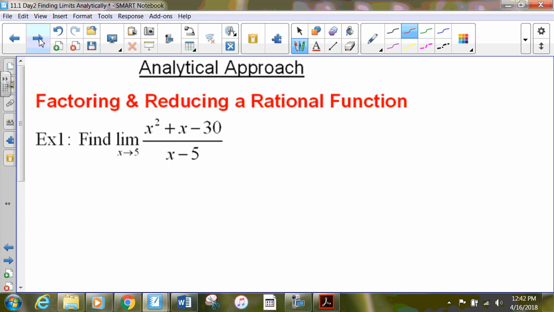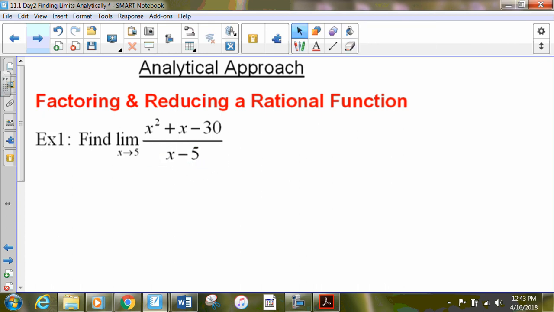So what about this though? Because you knew there's going to be a catch. If I were to plug 5 in for x in this function, what would I come up against? That's right, this denominator would be 0. So I can't do direct substitution, can I? So we've got to get a little clever.